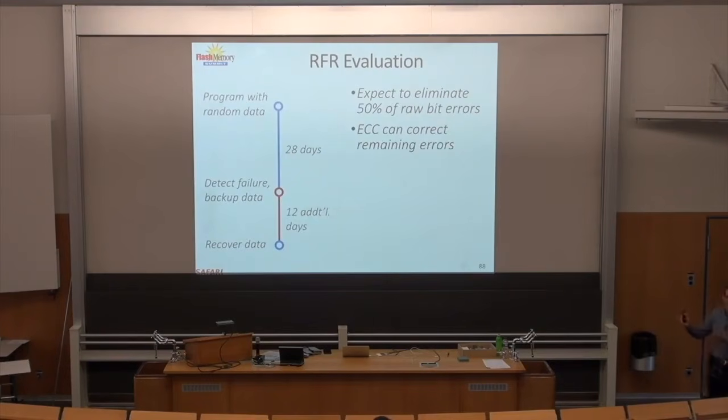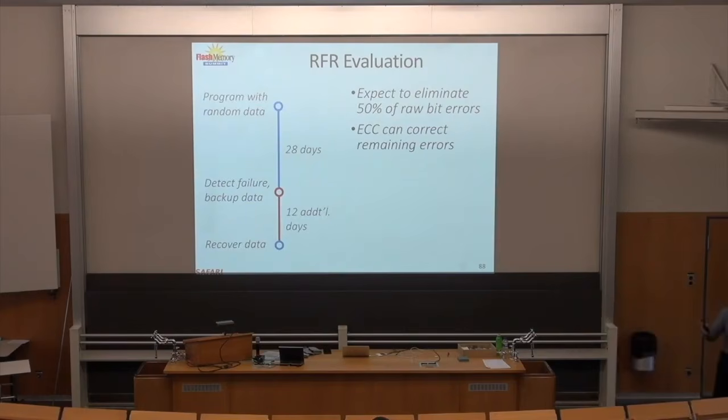This is one way of doing it. Let's assume that you program with random data. After 28 days, you detect some failure because ECC is not able to correct. You back up the data, and you wait for 12 additional days, and then you can recover the data correctly. And this eliminates a significant number of raw bit errors, and ECC can correct the remaining errors.